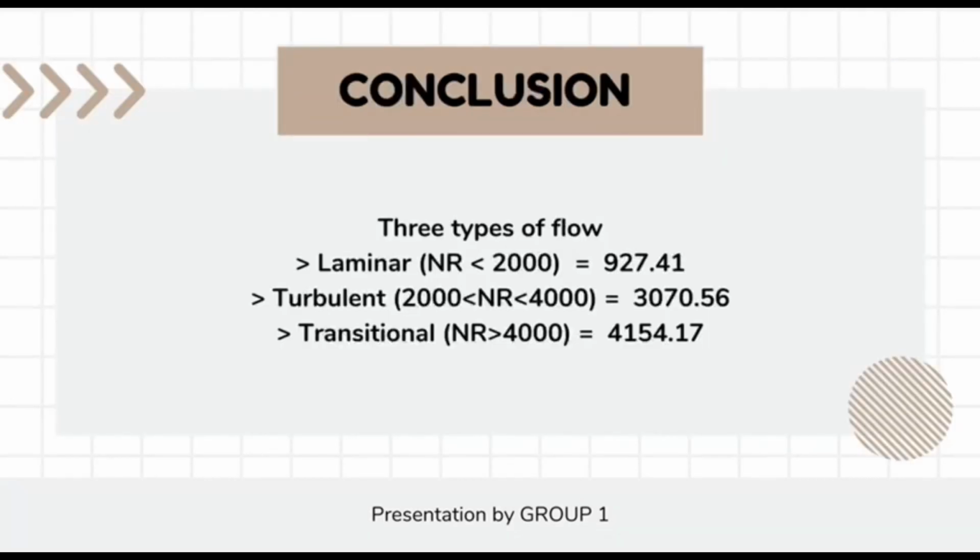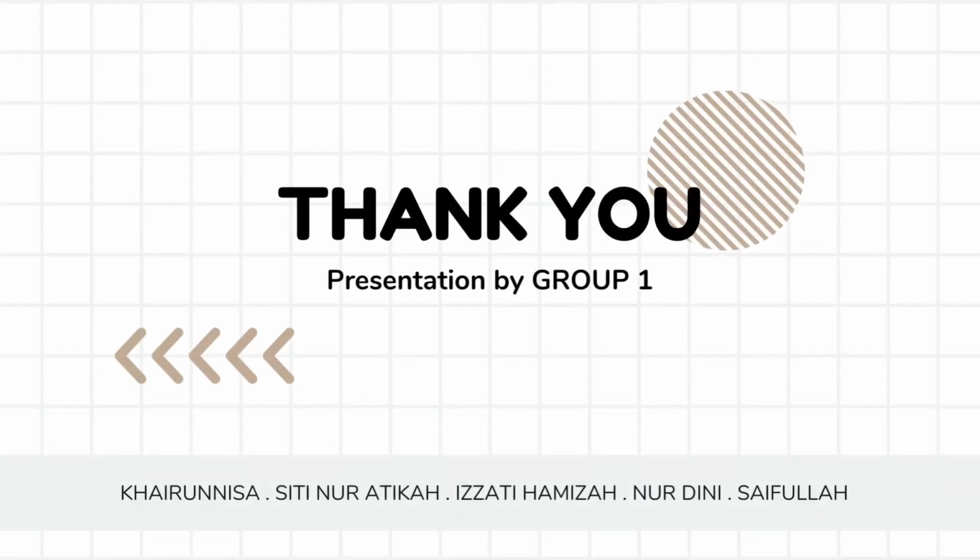For the conclusion, there are 3 types of flow which are laminar, turbulent and transitional. The Reynolds number for laminar is not more than 2000, which is 927.41 obtained in this project. For turbulent flow, the Reynolds number is between 2000 to 4000, which is 3070.56. Lastly, for transitional flow, the Reynolds number is above 4000, which is 5154.17. As the purpose of this project is achieved, hence the project is successfully done. That is all from our group. Thank you.